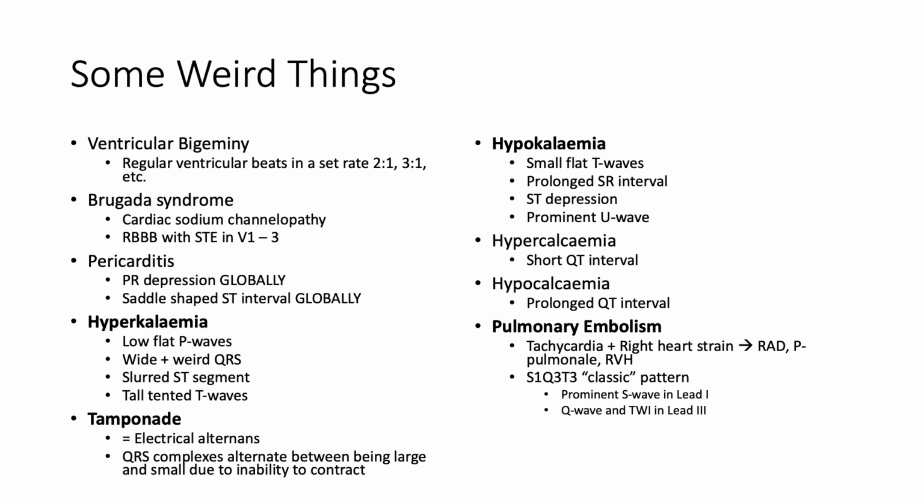And the name of it is S1Q3T3, which is meant to be this classic pattern. I never managed to get this to stick in my head. So a prominent S wave in lead 1, Q wave and T wave inversion in lead 3. If you can remember it, you can remember it, but I don't think clinically it shows up much, and in exams they're moving away from buzzwords. And plus, if you just recognize this, even if you don't know what it is, you know that it's PE. Yeah, I don't know how to help with that one.